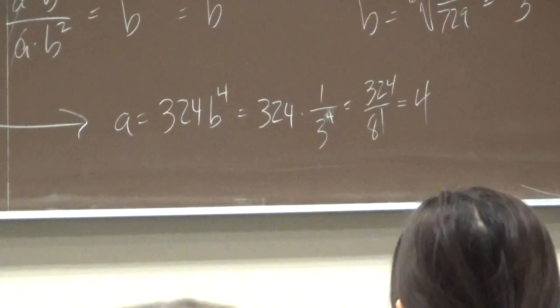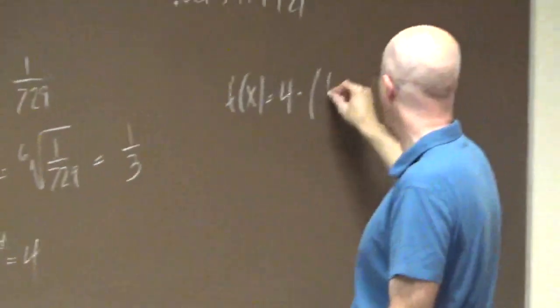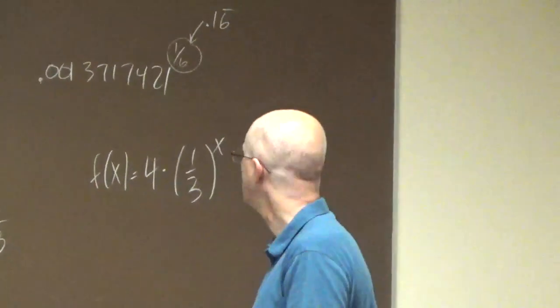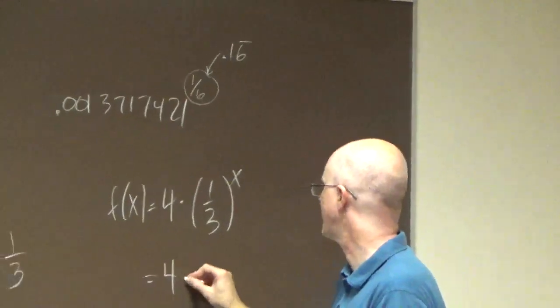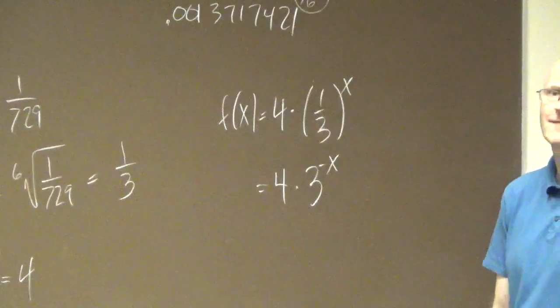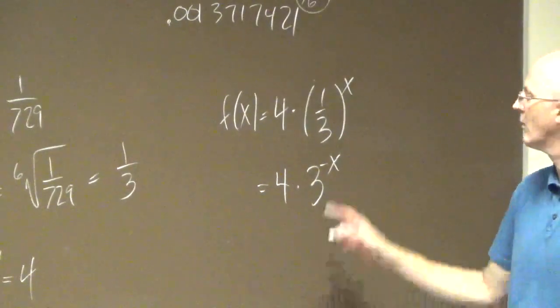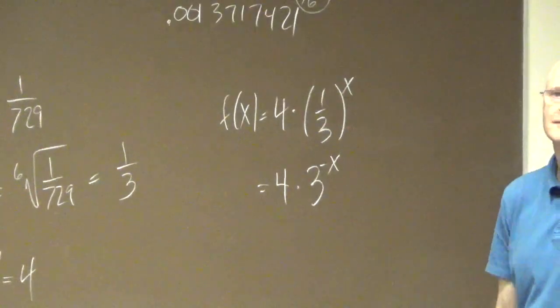So the answer is f of x equals 4 times 1/3 to the x, which is more commonly written as 4 times 3 to the negative x. That's the more common way to write that.